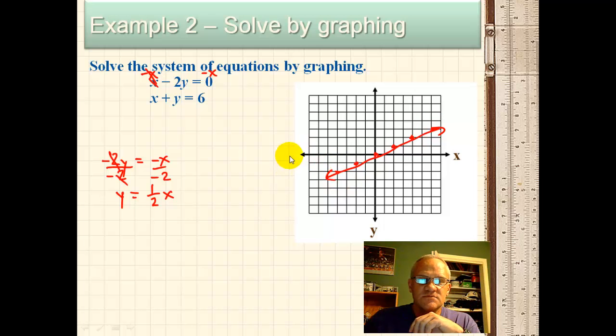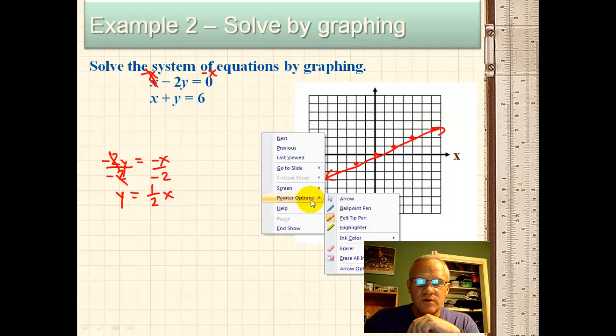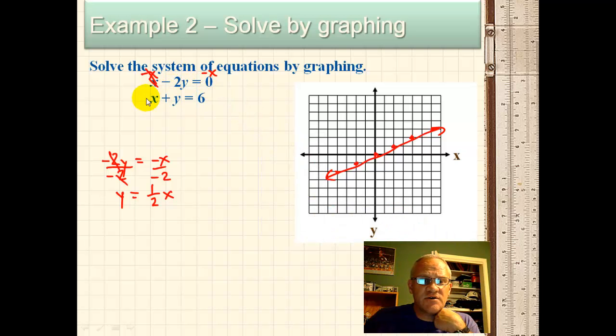Okay? Second line. Let's change colors. How about, what'd you say? Green? Oh, okay, green. Wow, that's a weird color.